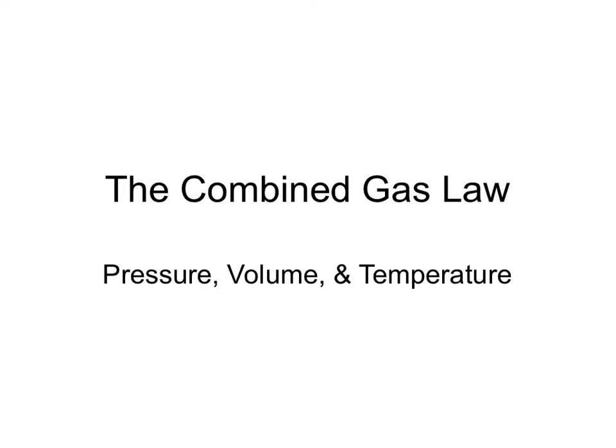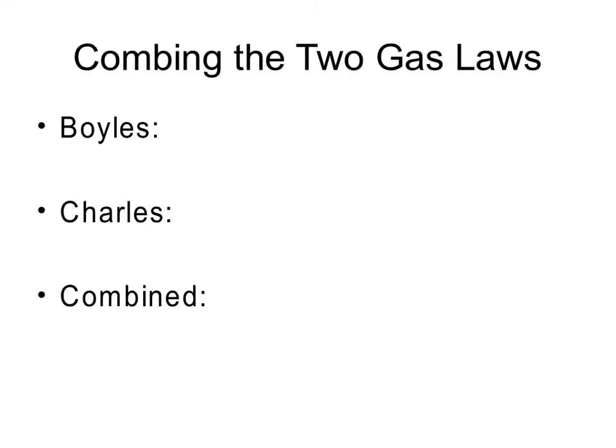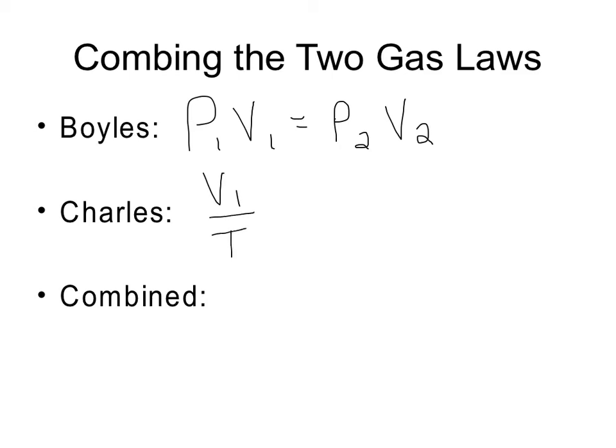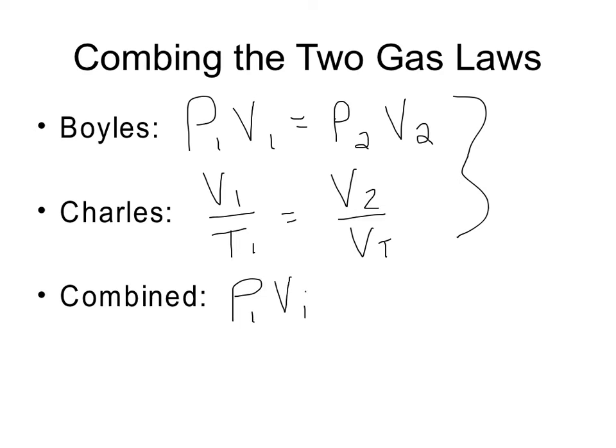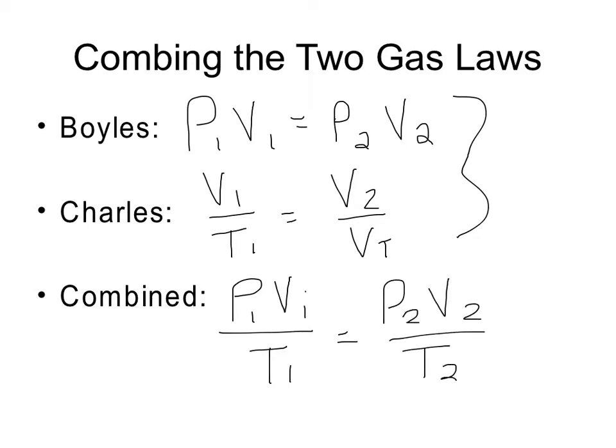In this video, you're going to see how to use the combined gas law. The combined gas law you get by combining the two gas laws we previously learned: Boyle's law, P1V1 equals P2V2, and Charles' law, V1 over T1 equals V2 over T2. If we take these two and blend them together, it turns into P1V1 over T1 equals P2V2 over T2. But there's another way to look at that.